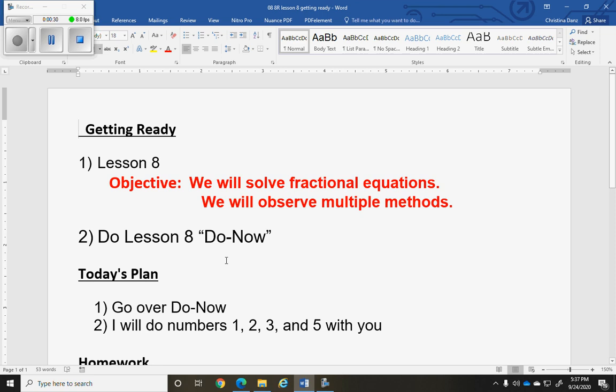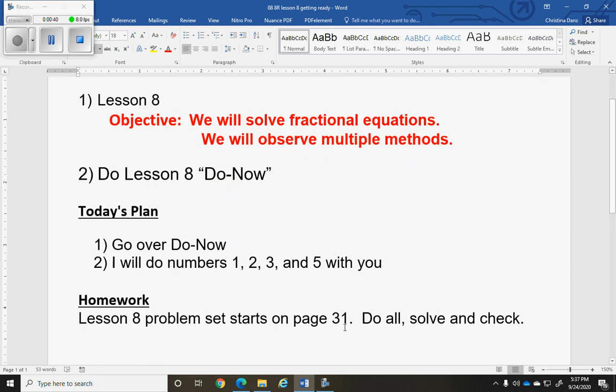I would prefer you hit pause, do the do now, and then check back and make sure it turned out okay. And I'll go over the do now and do a few numbers with you. And your homework starts on page 31. Notice you're doing it all, you're solving and checking. So let's go take a look.